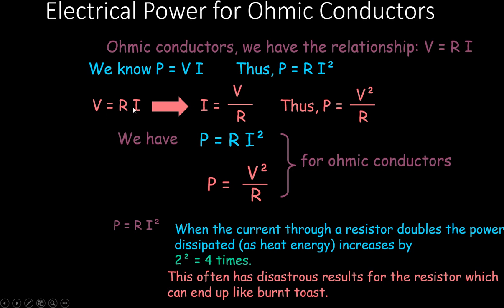We can also do the same thing with current. Rearrange that for current, and then we can get the same thing in terms of voltage. So power equals resistance times current squared, or power equals voltage squared over resistance. Both of these are true. This one we use if we know the current but not the voltage. This one we use if we know the voltage and not the current. Either one of them will give us the power.